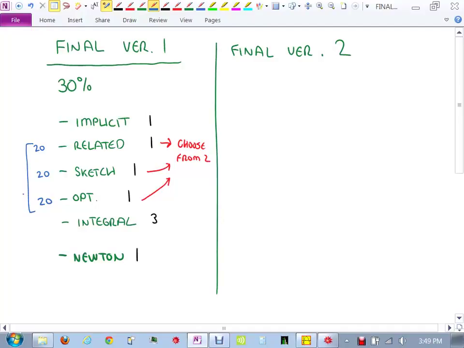But, you know, that implicit question, when I say implicit, you should be prepared to come in here and find the equation of a tangent line. I give you an equation that has x's and y's mixed up, and I say find the equation of the tangent line at this point. So that means you have to find the derivative, figure out the slope at that point, plug it all back in. Implicit doesn't just mean like find y prime.